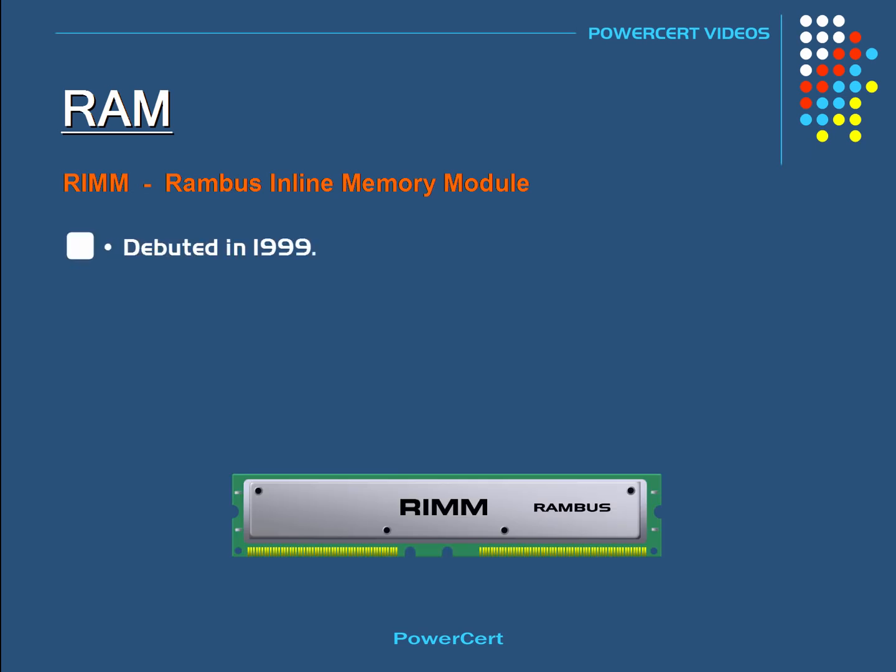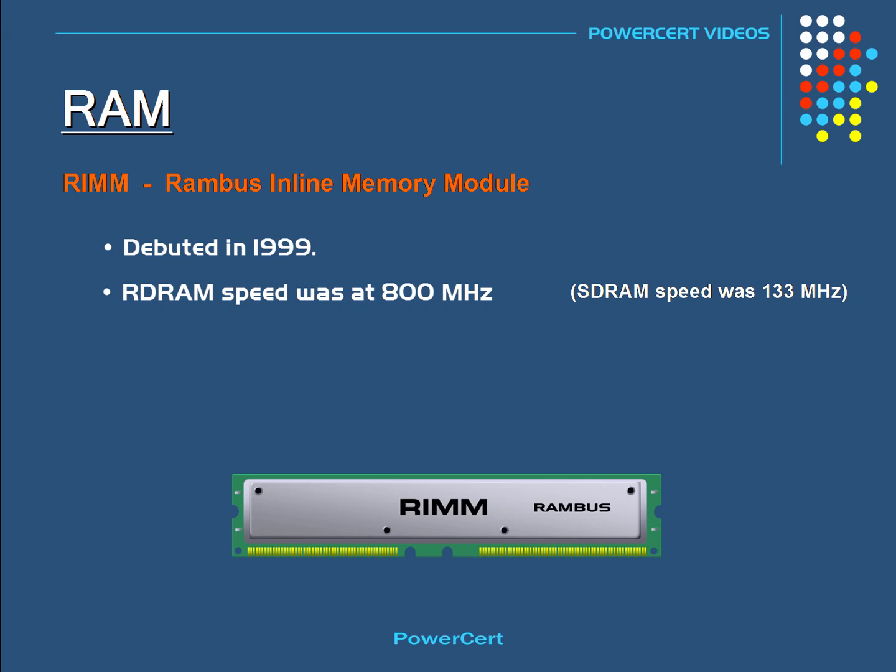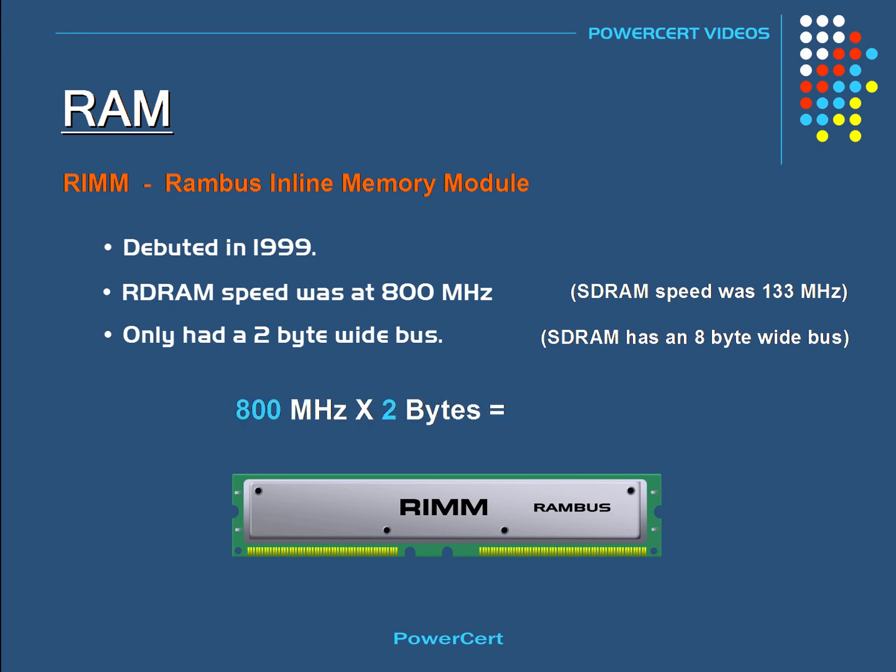When RDRAM debuted in 1999, it ran at 800 MHz, which was considerably faster than SDRAM, which ran at 133 MHz at that time. But even though it was a lot faster than SDRAM, RDRAM only had a 2-byte wide bus, compared to SDRAM, which had an 8-byte wide bus. So if you multiply the speed of RDRAM, which was 800 MHz, times the bus width, which was 2 bytes, you will get a total bandwidth of 1600 megabytes per second.